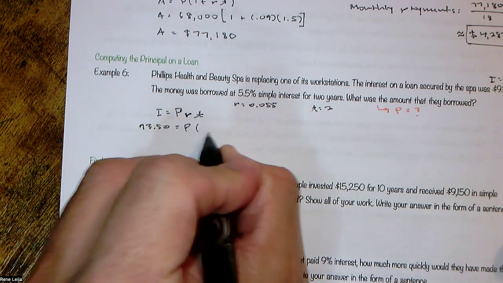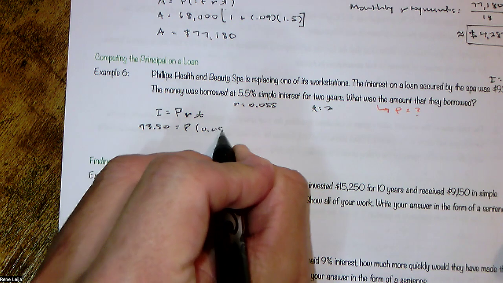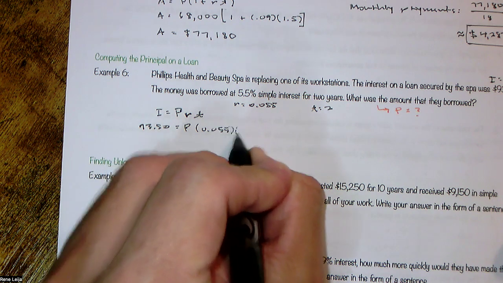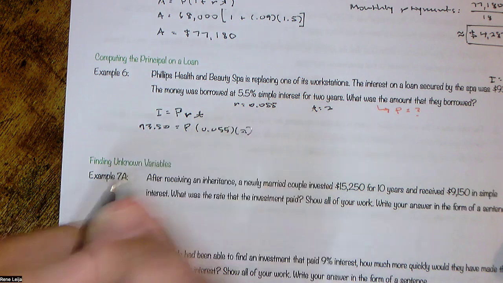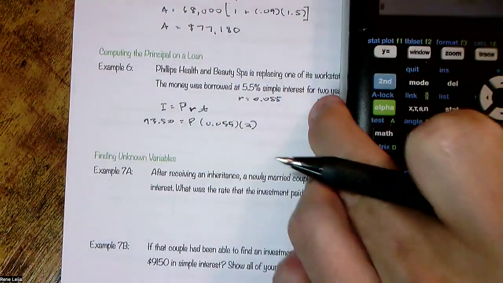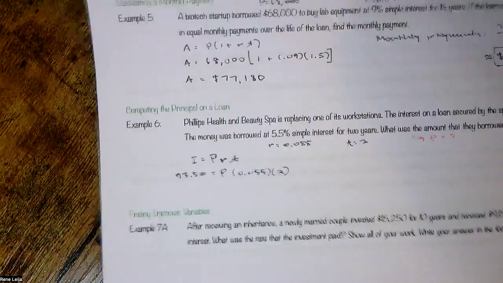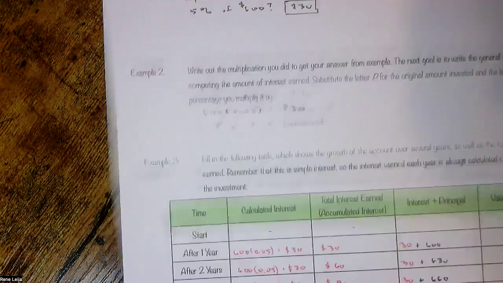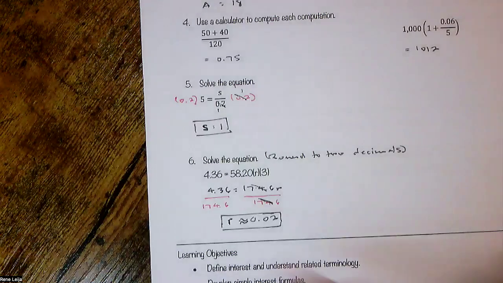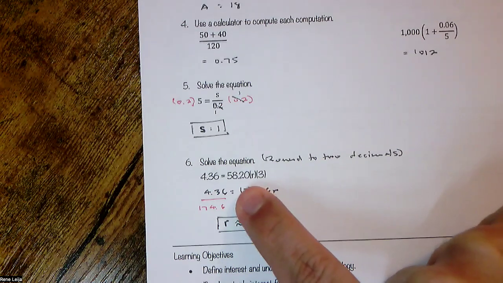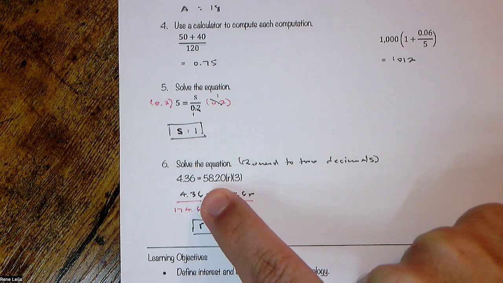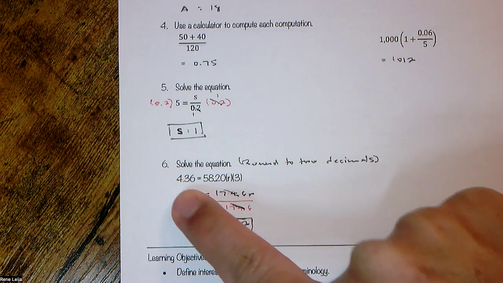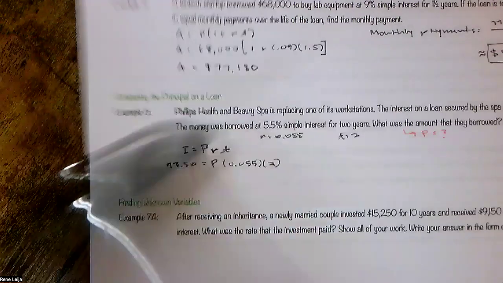I know that the rate is 0.055 and the time is 2. So we just did a calculation like this at the very beginning, and it was kind of shuffled around, but this is it. This is a calculation. That's why they gave that to us at the beginning as our prep skills.